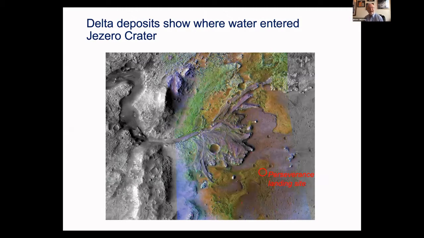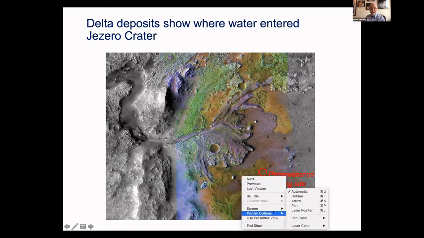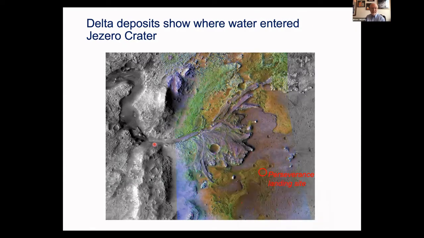What is exciting is that you can see the channel through which water entered, and you can see, just a moment, I'm going to turn on my laser pointer here. You can see here the channel through which water entered, and you can see where the water flowed into a lake, it deposited this delta. This is just absolutely typical of what a delta looks like on Earth when water flows from a river into a standing body of water and deposits its sediment load. The fact that there was water here, that there was a standing body of water, is what makes this exciting.